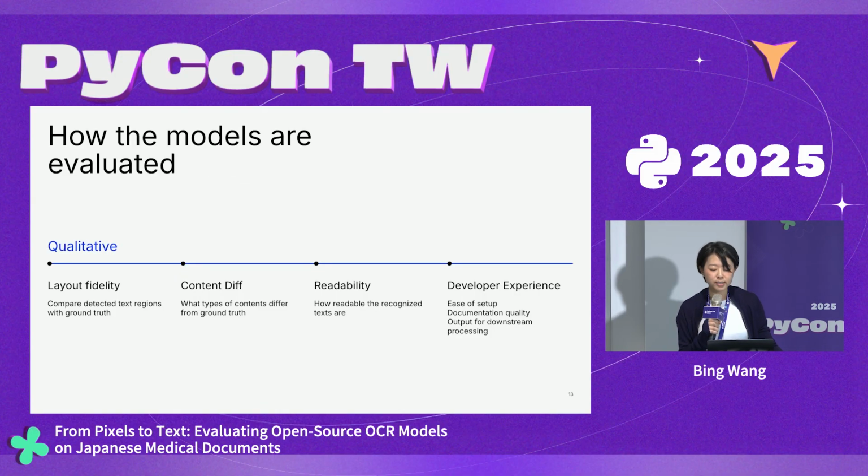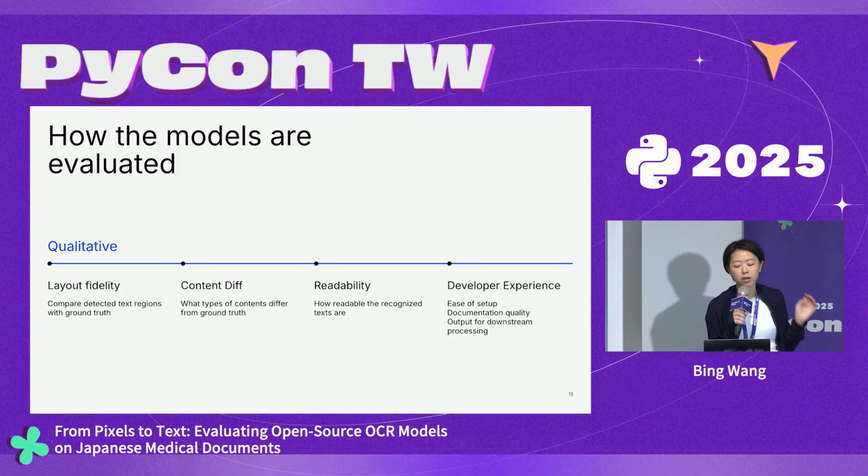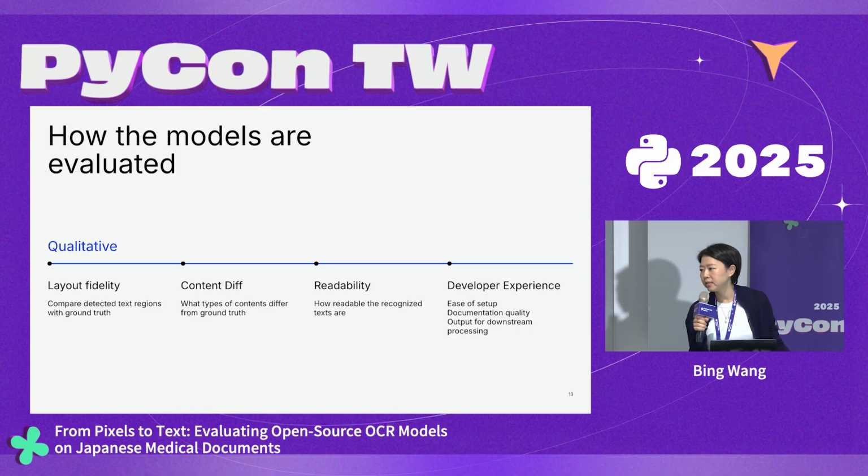And for qualitative metrics, OCR pipelines usually have two major parts. The first part detects where exactly texts are, and the second part converts the text. We compare the layout fidelity and see if these models can successfully locate where the texts are. And also we take a look at the content difference and readability.